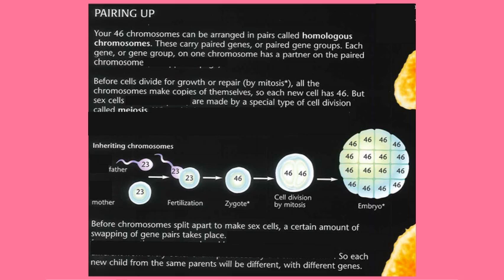So it starts with the father's 23 chromosomes and the mother's 23 chromosomes, and they come together in fertilization and make you 46. Okay, there's the embryo. Before chromosomes split apart to make sex cells, a certain amount of swapping of gene pairs takes place. So each new child from the same parents will be different, with different genes. Otherwise, they'd just be making clones of themselves.